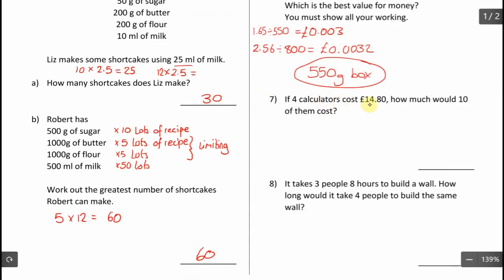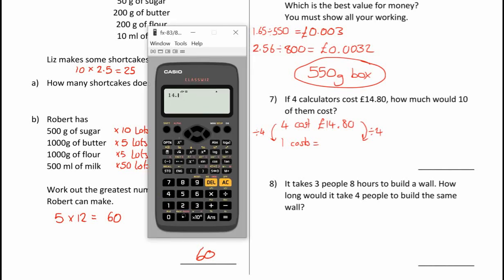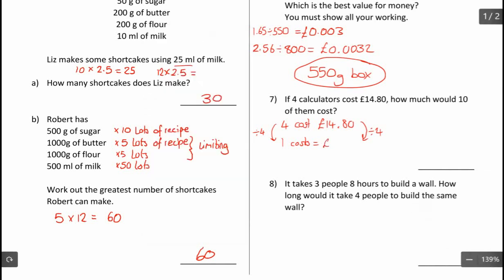If 4 calculators cost £14.80, how much would 10 of them cost? So this is a straightforward direct proportion question. So 4 cost £14.80. Let's work out the cost of 1. So we divide the amount by 4, we therefore divide the cost by 4. And I think that's £3.70.